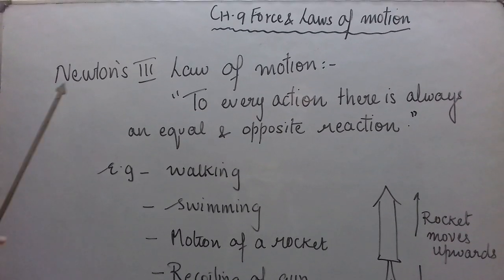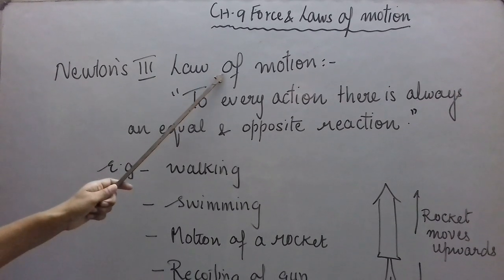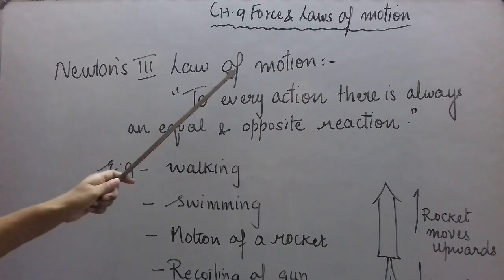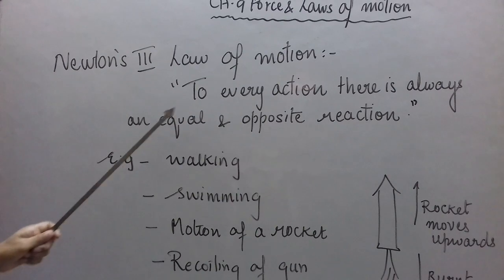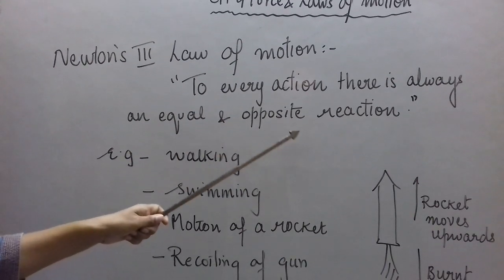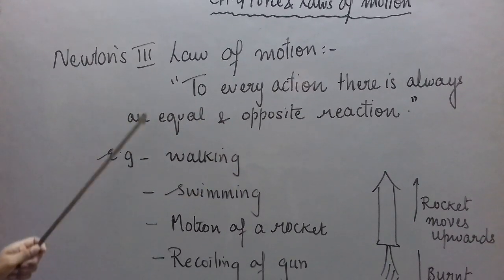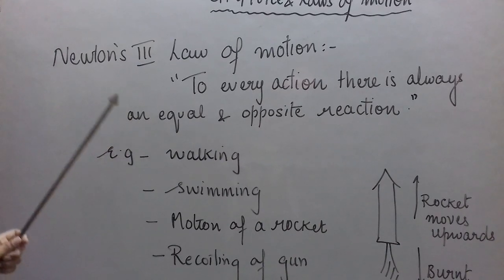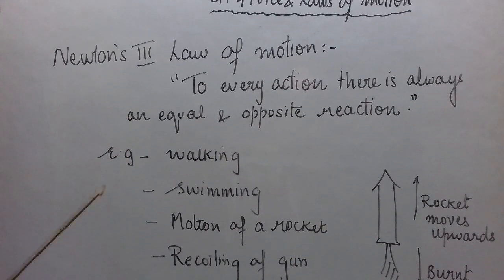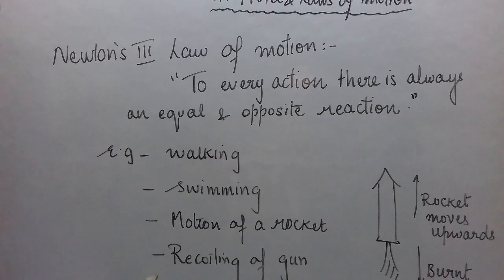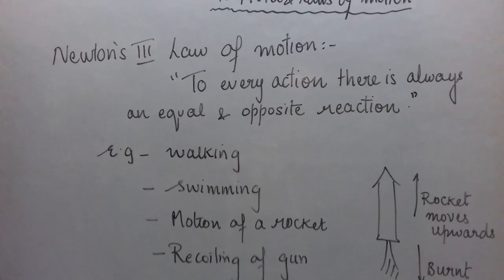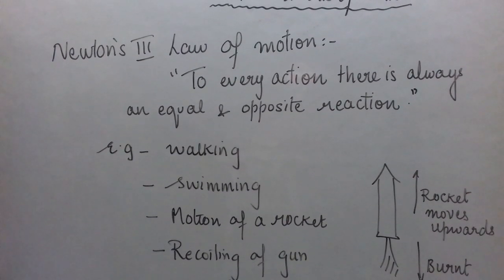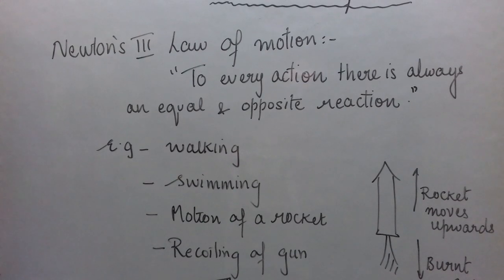Now let us see Newton's third law of motion. Newton's third law of motion states that to every action there is always an equal and opposite reaction. In other words, whenever one body exerts a force on some other body, the second body exerts an equal and opposite force on the first body. Equal and opposite force means force which has the same magnitude but opposite direction.